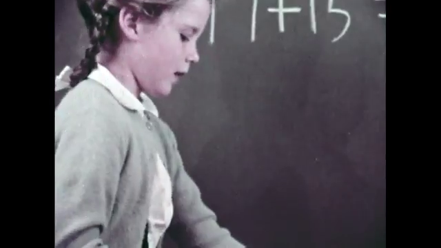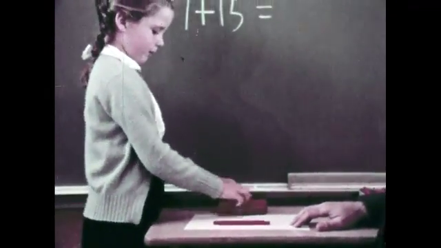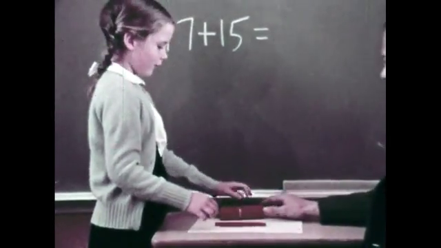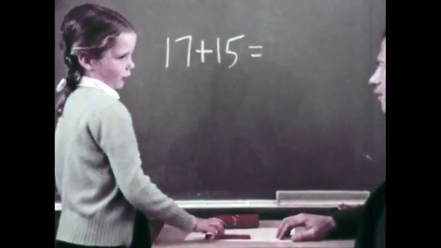And where do you put it? With the other 10. I see. And how many do you have altogether now? 30. I mean, what do you mean? Well, you have 30 here, and how many here? 2. And altogether? 32. I see.